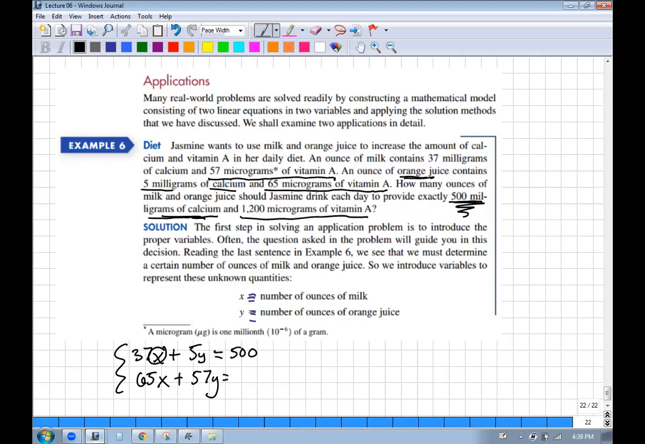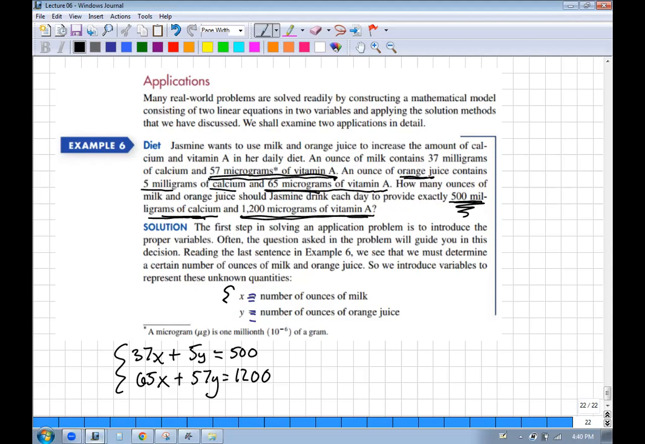All right, so this is our milk, our orange juice. All right, 65 micrograms of vitamin A times the number of ounces of milk, 57 micrograms of vitamin A times the number of ounces of orange juice, and they say that needs to be exactly 1200. So there's our two equations.